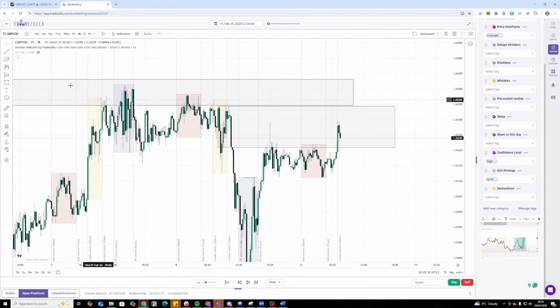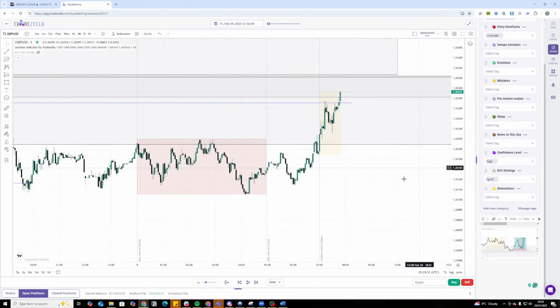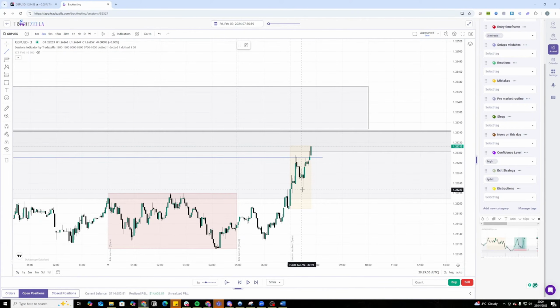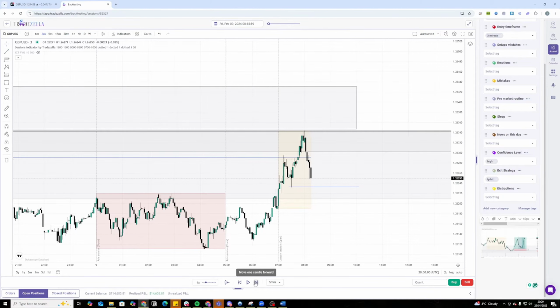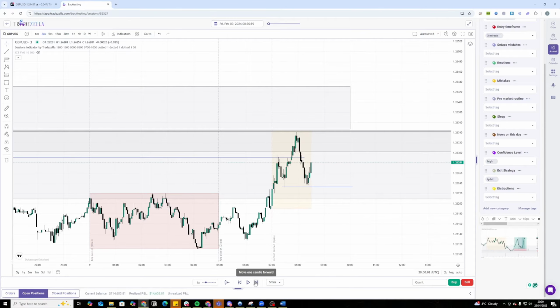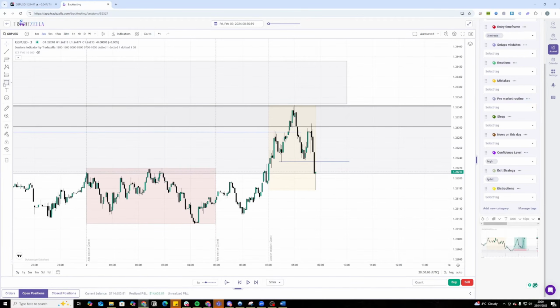Let's see. We've got this liquidity taken out here. And we do have this supply area right here. Let's see if it can tag it. Okay. I doubt this, but let's see. Never know. We might get an entry here. I want to see price close below this low. Okay, price closes below that low. I'm looking for a trade here.